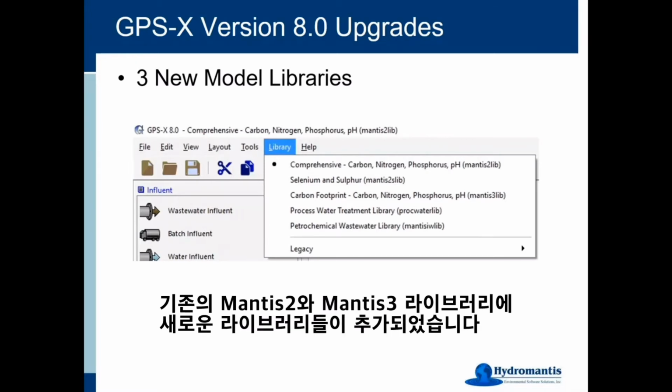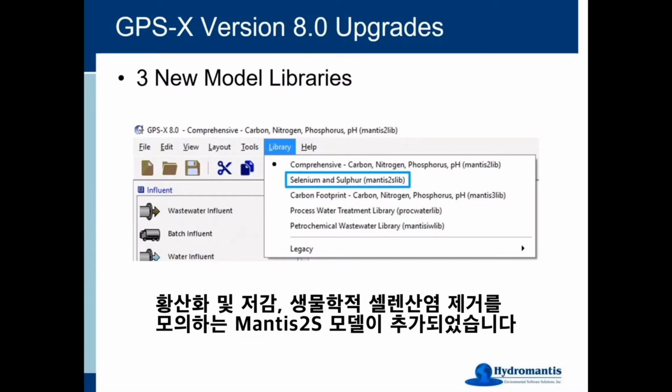In addition to our regular libraries for our comprehensive model, Mantis 2, which is the one that most people use, and our carbon footprint library, which is the Mantis 3 model, we have a new library now called the sulfur and selenium library. So we're doing sulfur reduction and oxidation and selenium reduction, and we have new biomass types and other things going on in there.